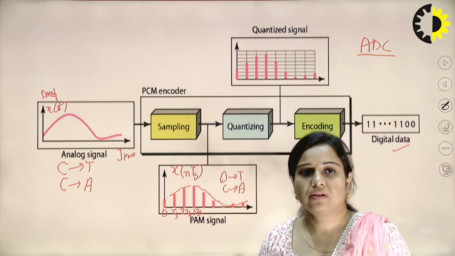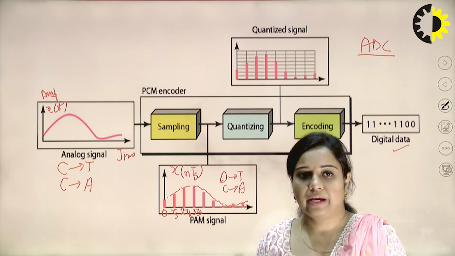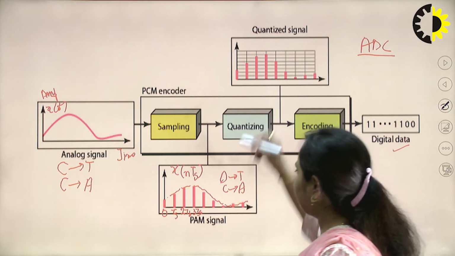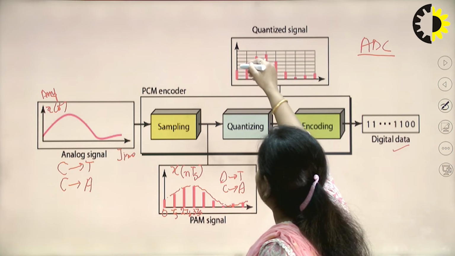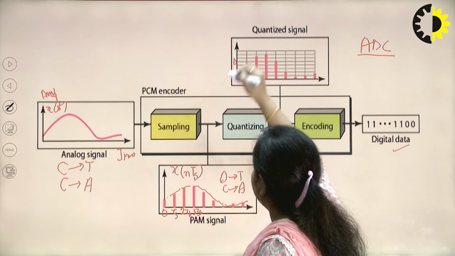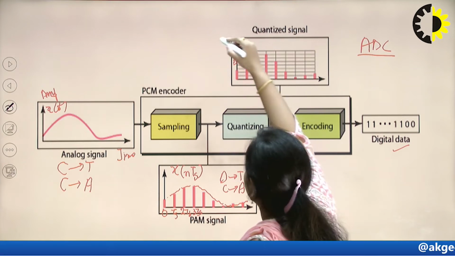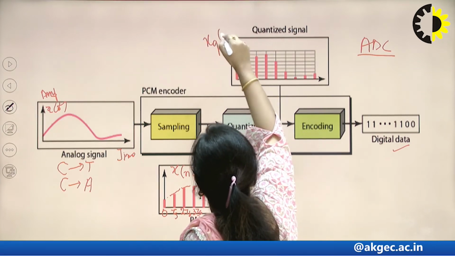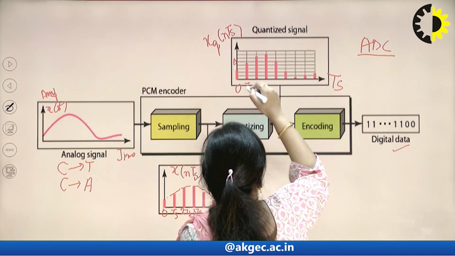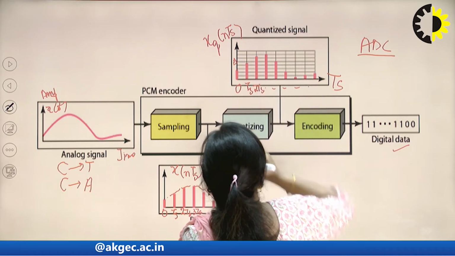Now the second step is quantizing. Quantizing is basically dividing the amplitude axis into different equal sized levels. You can see this has been divided into equal size levels, and the distance between each level is denoted by delta, which is the step size that plays a very important role in quantization. The quantized signal is denoted by xq(nTs), defined at 0, Ts, 2Ts, 3Ts and so on. This is how the quantization will be done.